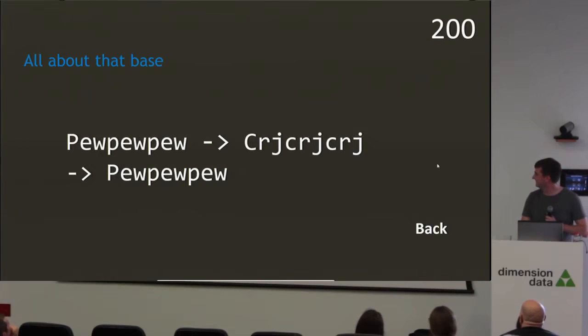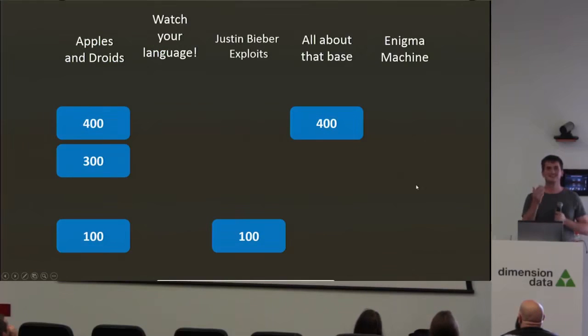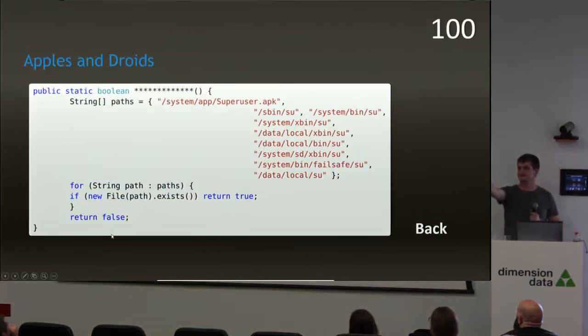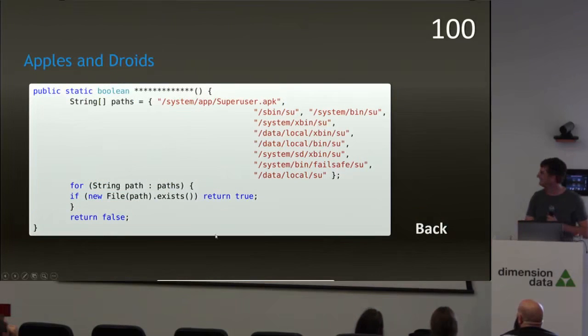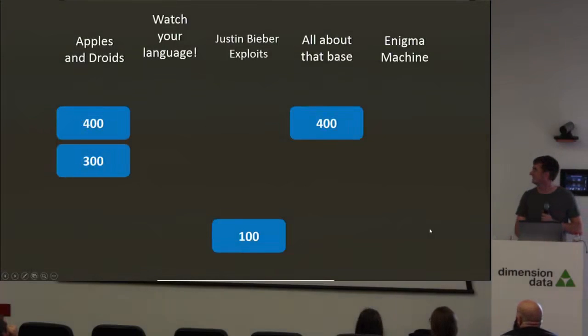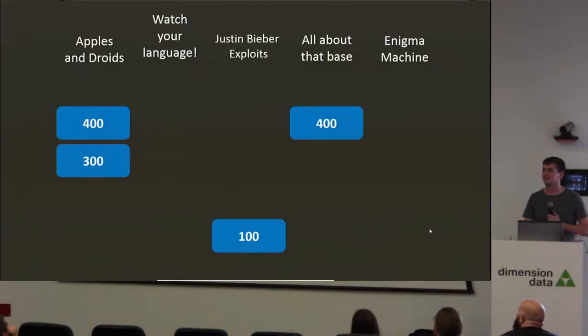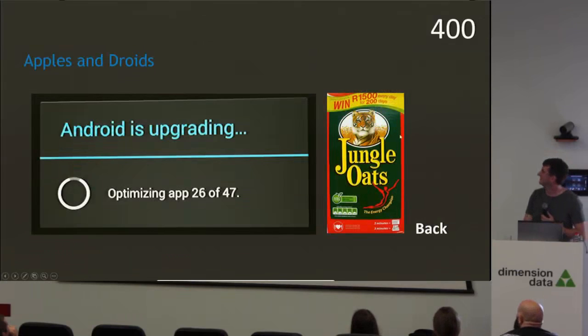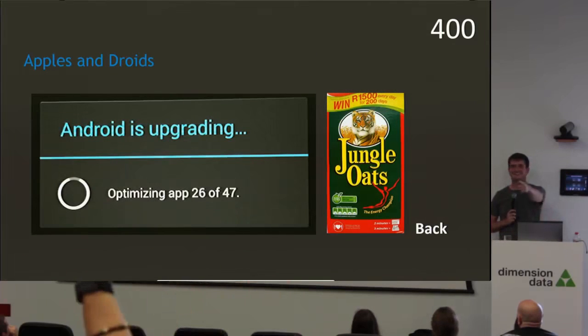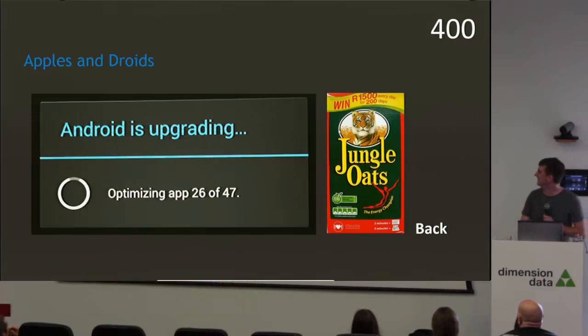Yeah. NSA was calling me. Okay, give us another one. Apples and Droids 100. Give me the binary's name. Dex to Oat. Correct. What?